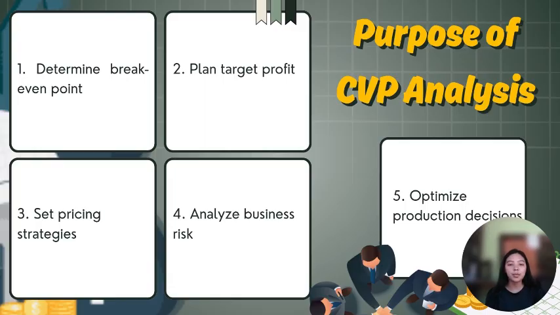Next is optimize production decisions. CVP analysis helps businesses decide how many products should be produced and sold. It guides the company in controlling costs and improving profit through better production decision.